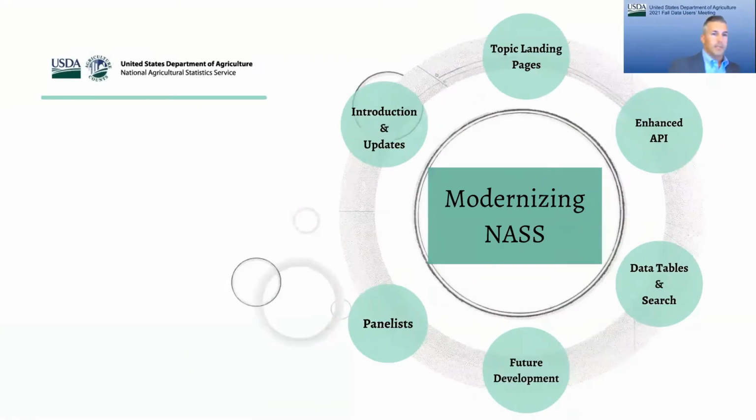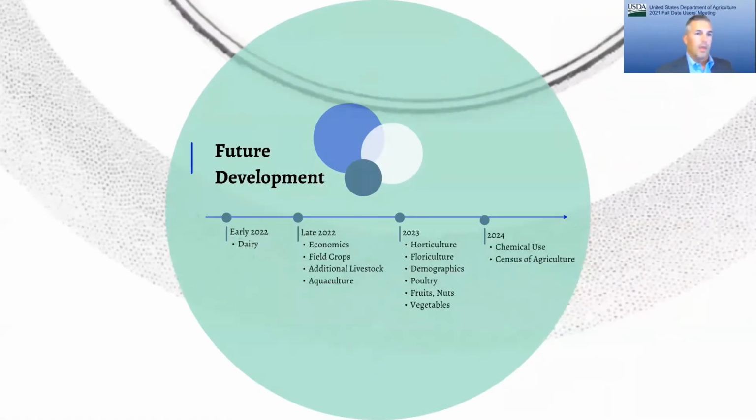The dairy data discussed today is the first to move into the new way of disseminating our data. In early 2022, we plan to publicly launch the new dairy landing page. By the end of 2022, we plan to add economic, field crops, additional livestock items, and aquaculture.